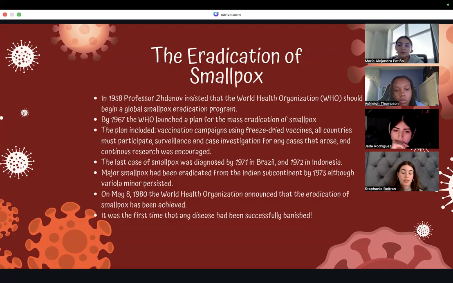So, freeze-dried vaccines are vaccines that are frozen and can be transported to any part of the world without needing refrigeration. Through this, the bifurcated needle was developed, which allowed for more efficiency when administering these vaccines, meaning that a small vial of vaccine could be used on many different people because the needle allowed for just a small dose, so it was efficient.